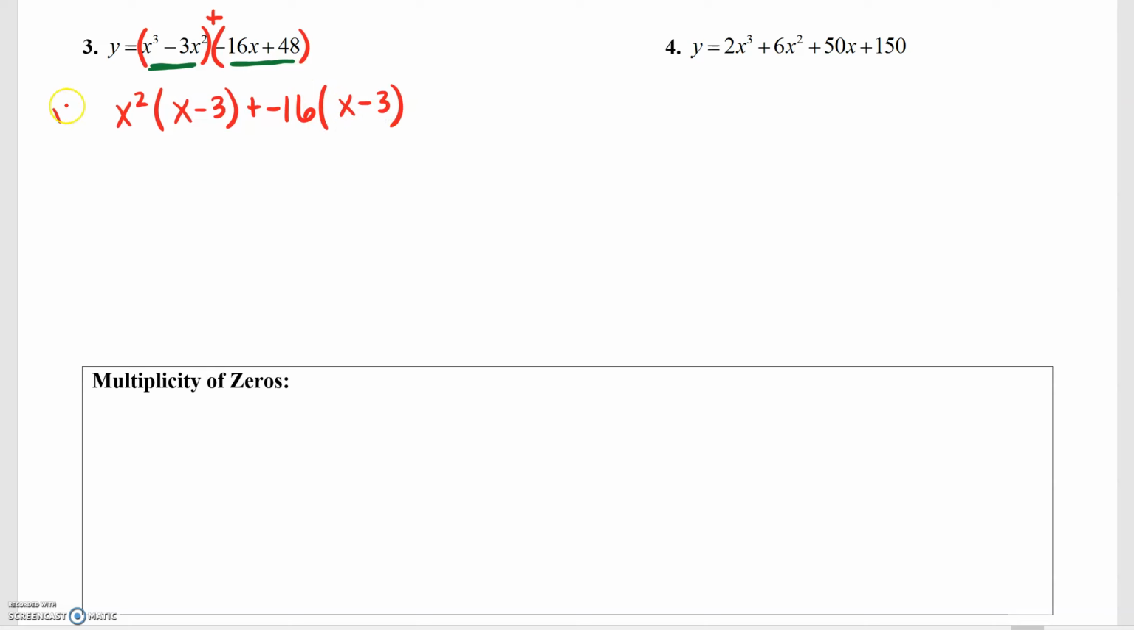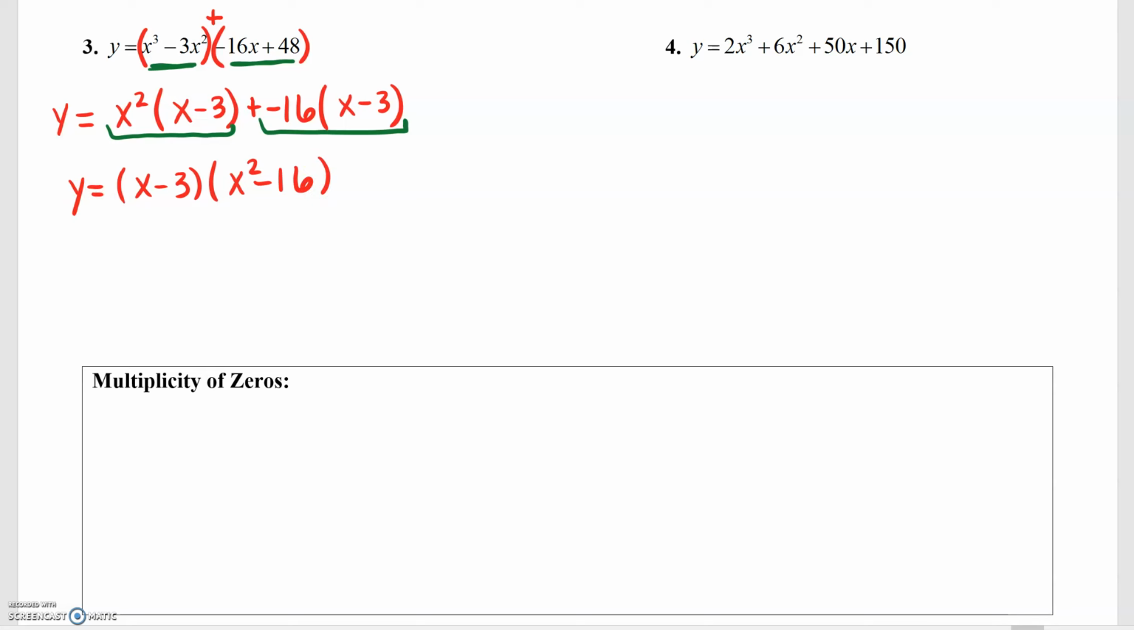Now, this was still all y equals. That y equals hasn't gone away. When I look at the two groups that I've created now, I see that both groups have an x minus 3. So I'm going to factor out an x minus 3. And when I look at what's left, I have an x squared plus negative 16. So I'm just going to say minus 16. And it's still y equals.